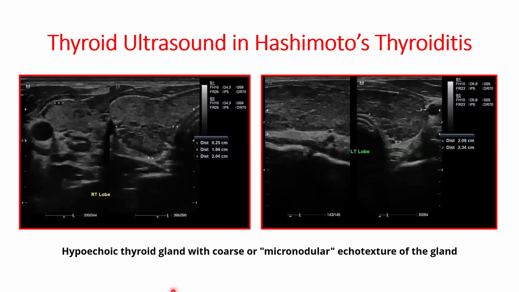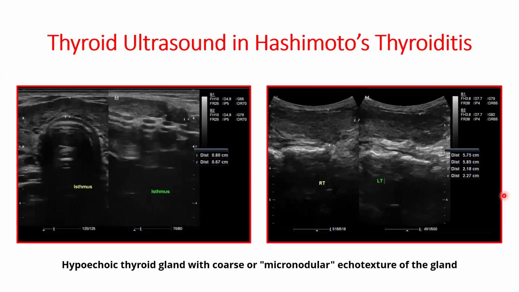Now, this is the ultrasound picture in Hashimoto's thyroiditis, chronic lymphocytic thyroiditis. The thyroid gland appears to be hypoechoic. It's darker even than previously, okay, with coarse micronodular echotexture. If you look inside the thyroid, it appears as if there are several small nodules, but these are pseudo or false nodules. All right, this is the typical ultrasound picture in Hashimoto's thyroiditis.